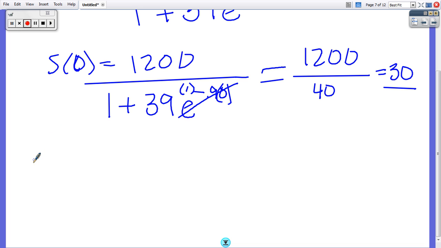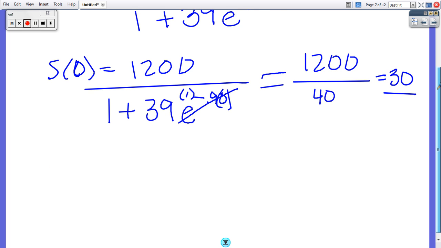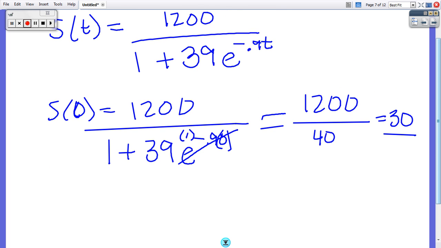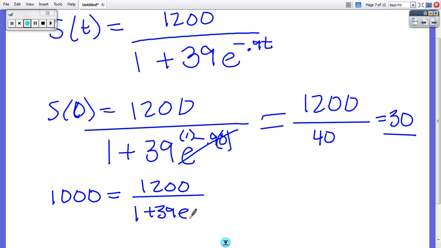We're going to use that same function, except this time we're going to figure out how long does it take for 1,000 students to hear the rumor? So I want to set 1,000 equal to 1,200 over 1 plus 39 e to the negative 0.9 t.